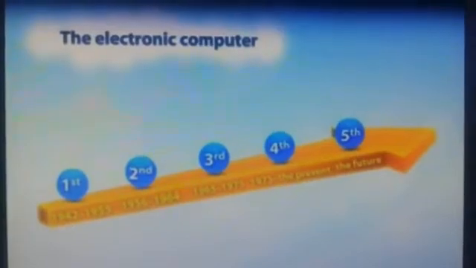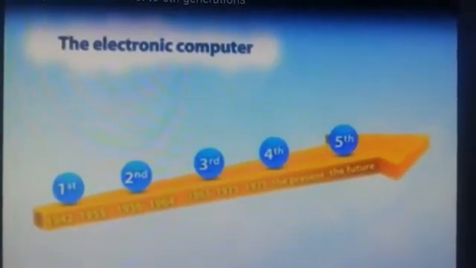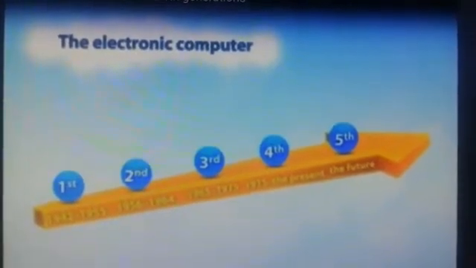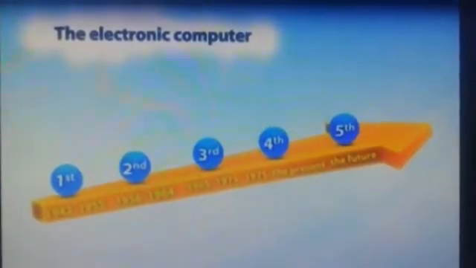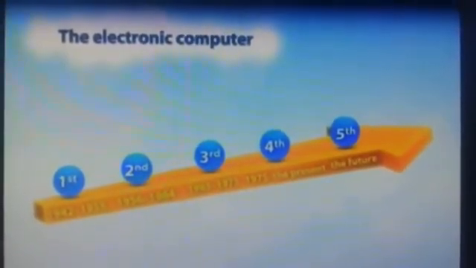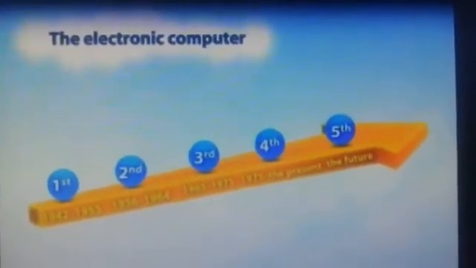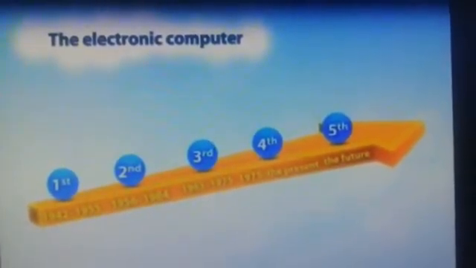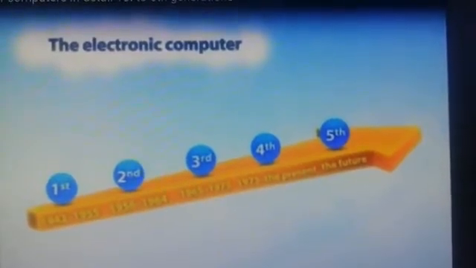So here we have 5 generations of computer. First generation time period is 1942 to 1955. Second generation is from 1956 to 1964. Third generation is from 1965 to 1975. Fourth generation is from 1975 till the present, and fifth generation is our future generation.